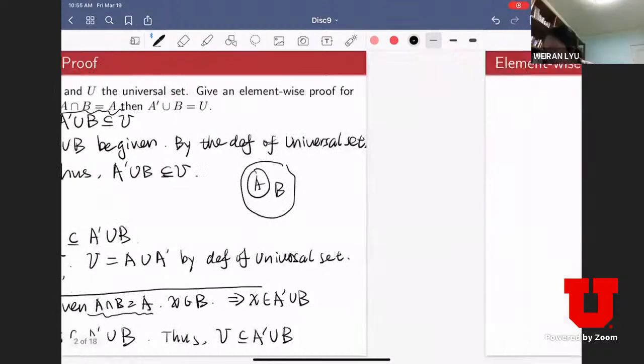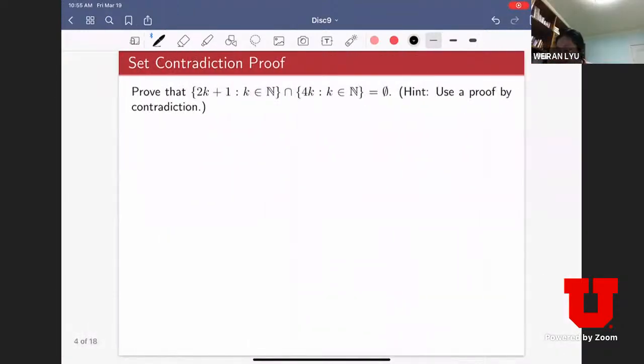All right. So the next one is a set contradiction proof. It would be better if you could use proof by contradiction to show that the intersection of these two sets is empty. All right, and I will give you guys some minutes to work on this one.